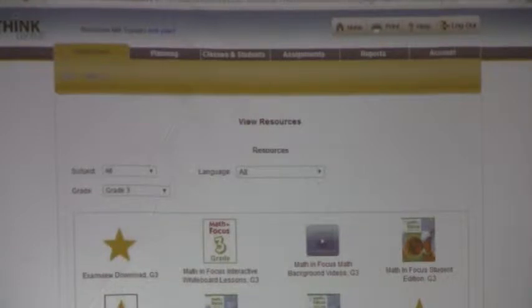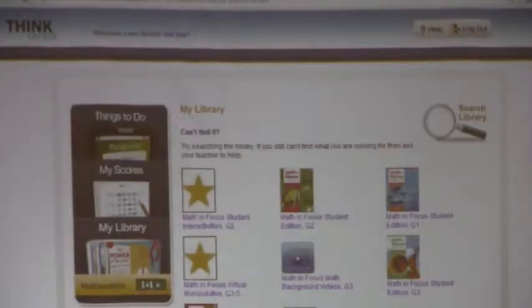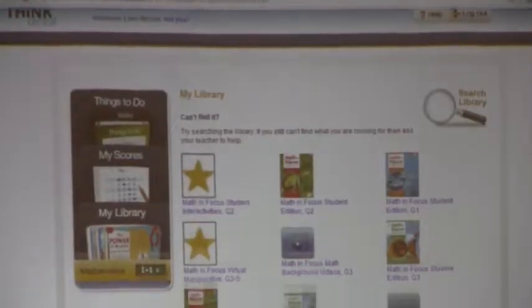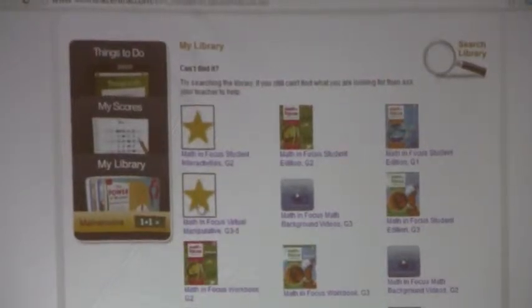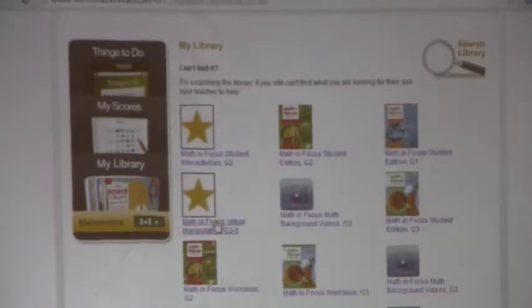And then Think Central here is the K-5 site. And this, is it www? I can't read it. The student workbook. Is it myhrw.com? Oh, it's not. It's all on the same one. I thought that was the middle school.